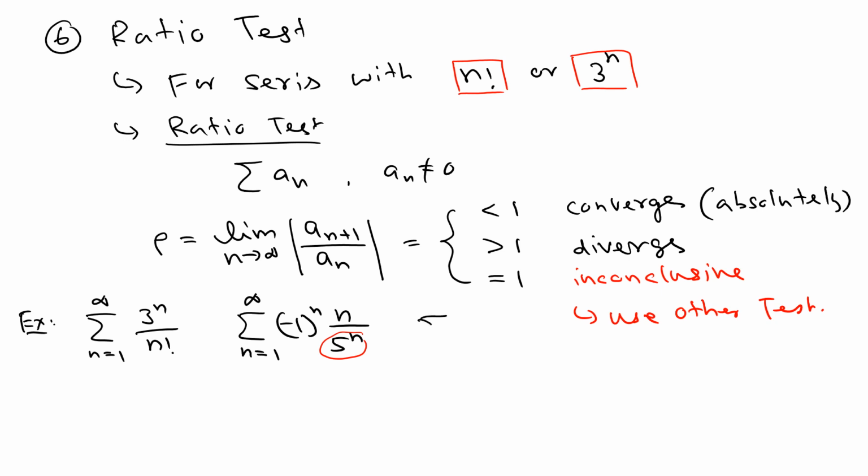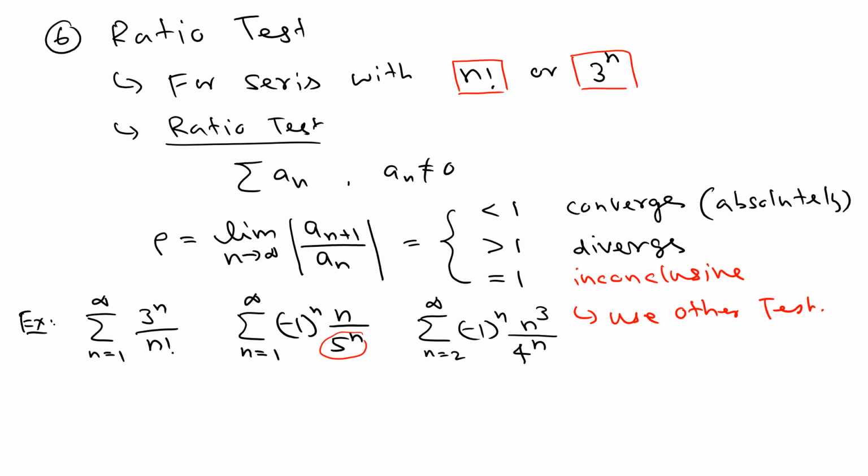And the next one, let's try this. Let's say the sum from n equals 2 to infinity of (-1)^n n cubed over 4^n. Yeah, this is a really good candidate for that.